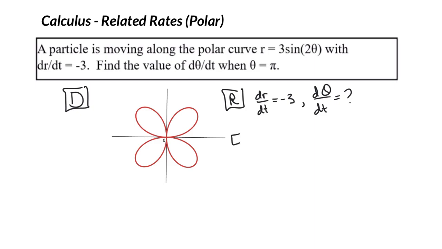My next step is to find an equation that relates these rates to each other. And this is sometimes tricky. A normal related rates problem typically has some kind of geometric formula, maybe the Pythagorean theorem or a volume or something. But in this case, we have an equation given to us that relates these rates. It's this one right here. These variables are related by this curve. So that is my equation. I'm just going to write down r is equal to 3 sine of 2 theta.